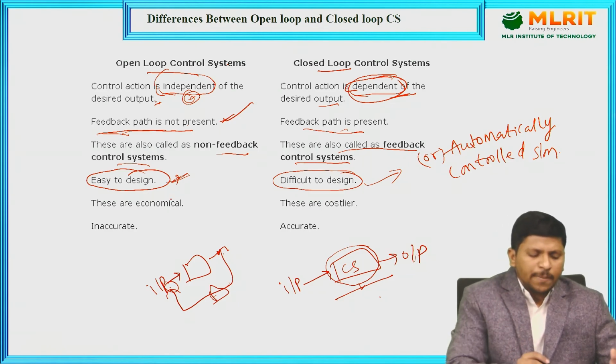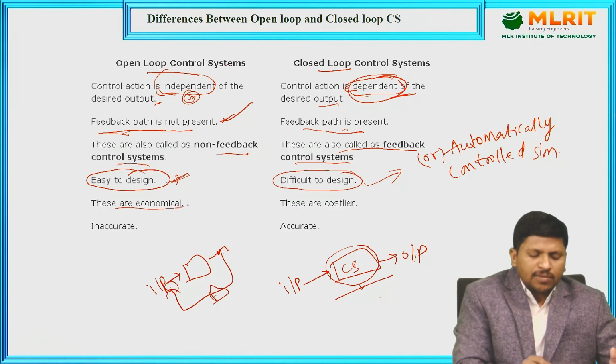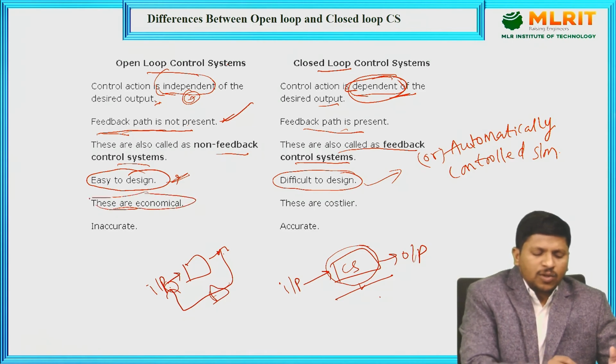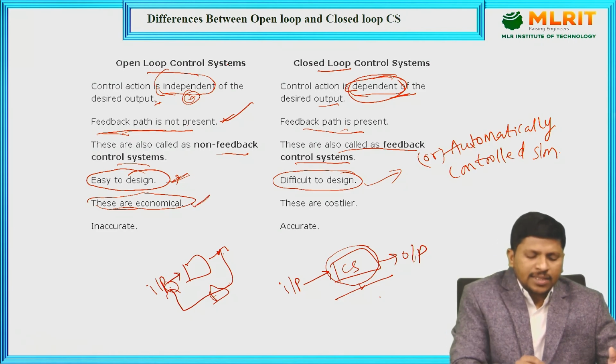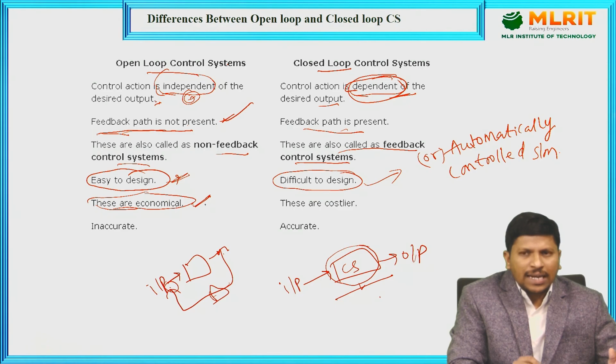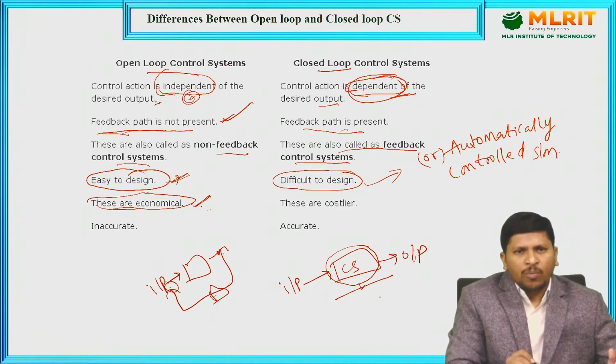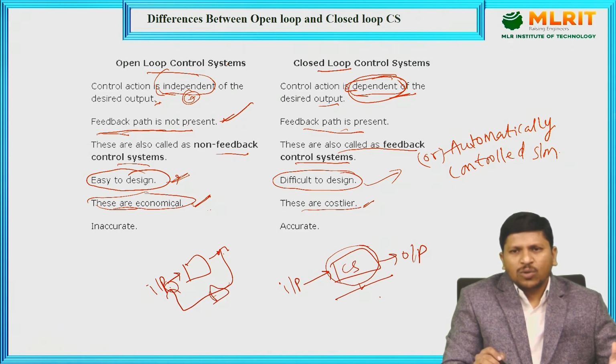The next point is that open loop control systems are economical, meaning we use fewer elements and spend less to design any open loop control system. And the closed loop control systems are costlier, which means we use more elements to design any closed loop control system compared to the open loop control system. So closed loop control systems are costlier.